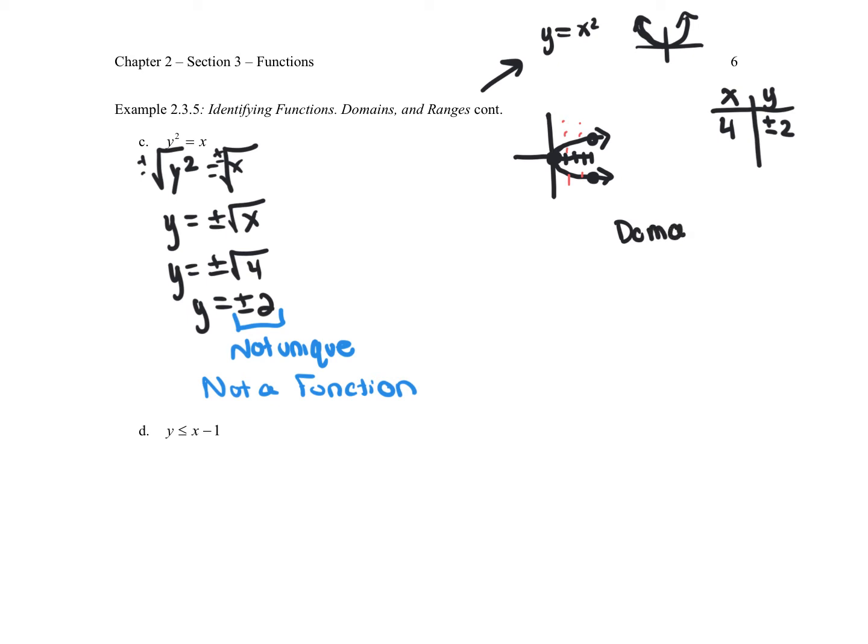For my domain, we can see that I start here at 0, and I move this way. So my domain is bracket 0 to infinity. My range, this side is going down forever. This side is going up forever. So my range is going to be negative infinity to infinity.